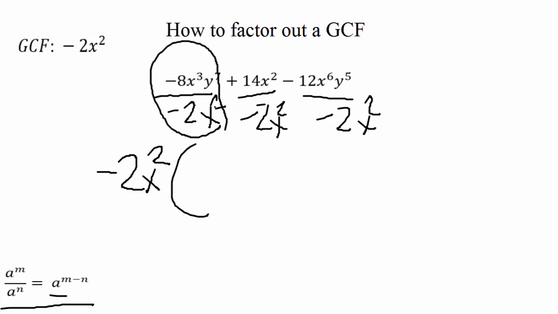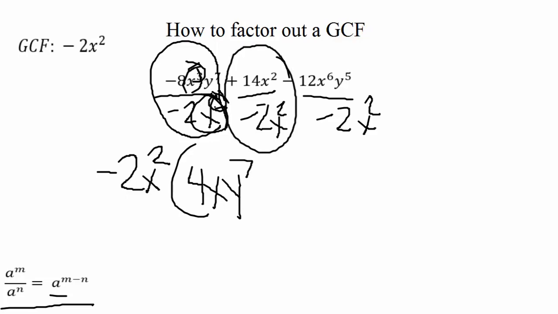So let's take a look at our first term. -8 divided by -2 gives us a +4. Looking at our x terms, we have x cubed over x to the second power. That gives us 3 minus 2, which is 1, so we get x to the first. And we have a y to the 7th that we can just drop down.